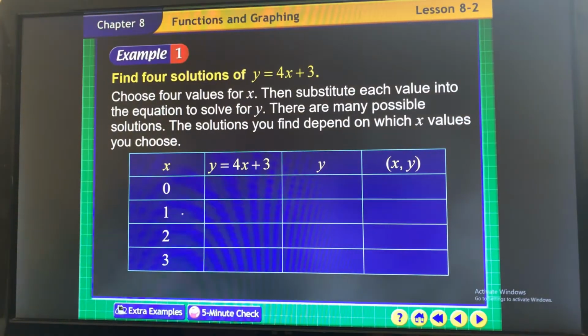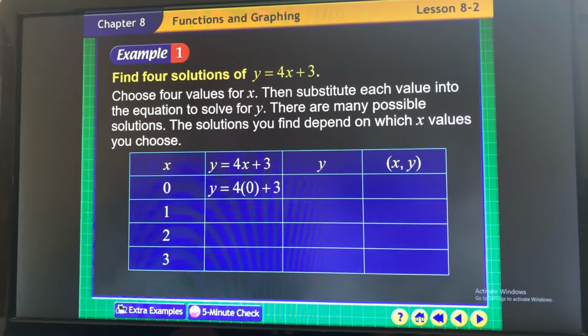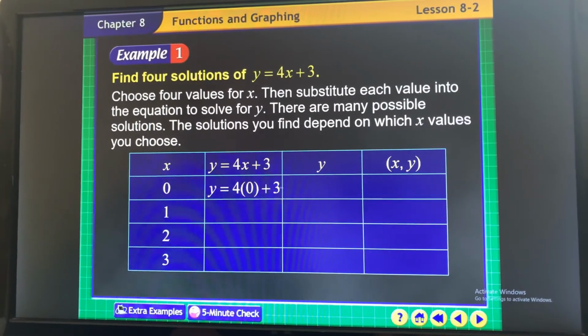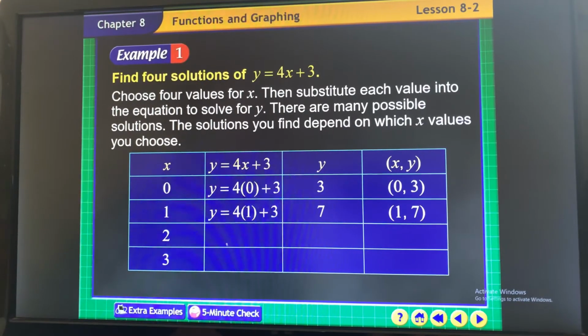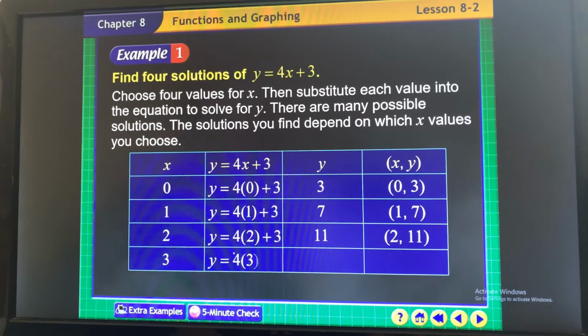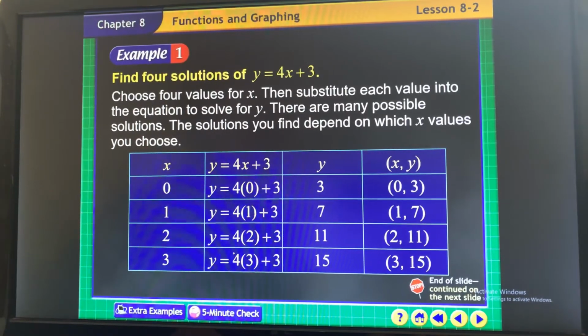I create a chart, I pick my values, I'm substituting 0 in. 4 times 0 is 0. 0 plus 3 is 3. Didn't I tell you? When x is 0, you would know the y-intercept. It's right here. Do it again. Plug 1 in, solve, and get 7. Plug 2 in, solve, and get 11, and so forth. And those give you your points as well. So that's where you are required to do a little more math.